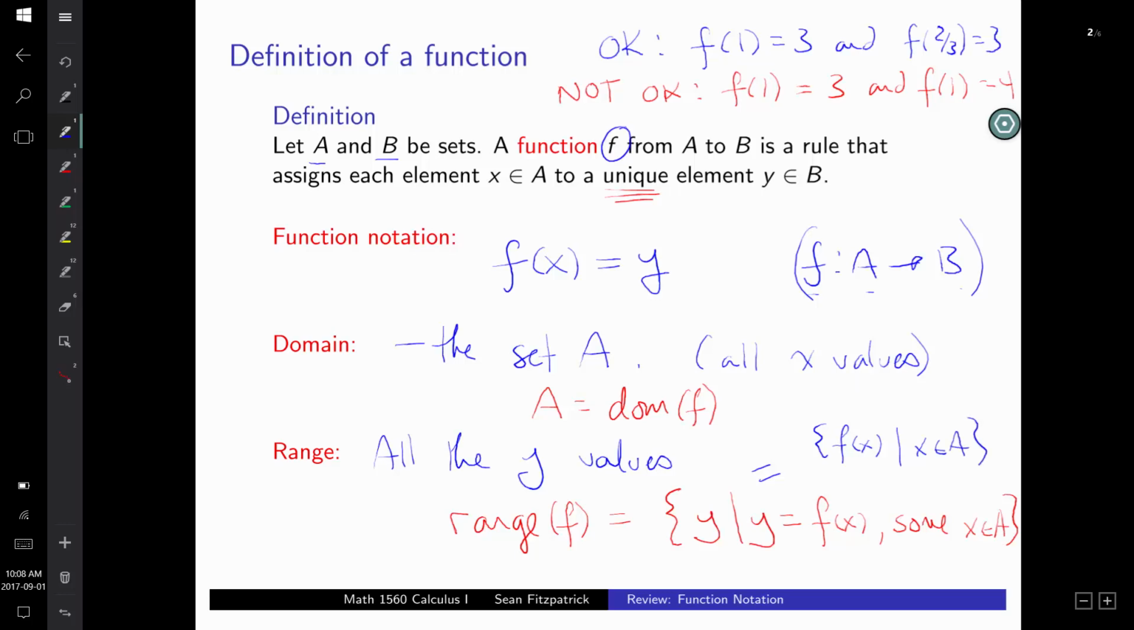And the range is, by the way, a subset of B. There's no requirement that the function hits every element in B, only that each of these values does belong to B. So for example, you might have a function that takes on only positive values, and B might be the set of all real numbers, but the range might be only positive real numbers. So that's something that you'll run into.